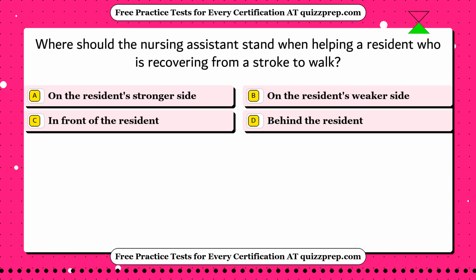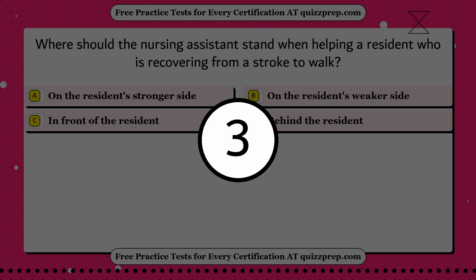Question 76. Where should the nursing assistant stand when helping a resident who is recovering from a stroke to walk? Option A, on the resident's stronger side. Option B, on the resident's weaker side. Option C, in front of the resident. Option D, behind the resident.